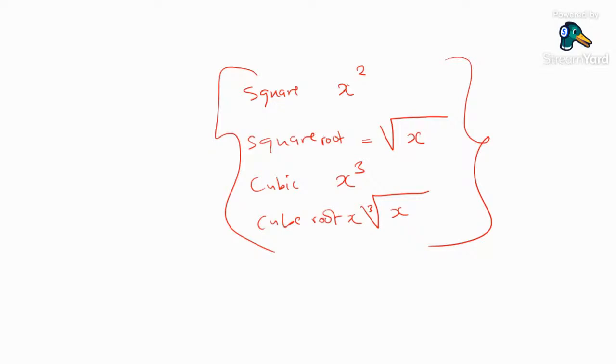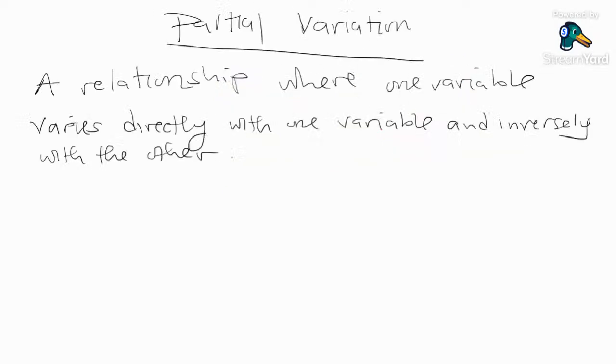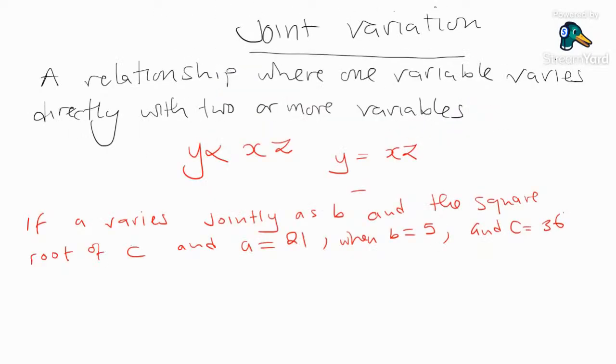Varies, let's say inversely, dialectly as a square root, just know that it's under that symbol. Cubic, just know that is that. Cube root, of course, that. So very important to understand. So here what we are told is that it varies jointly as B and the square root of C.